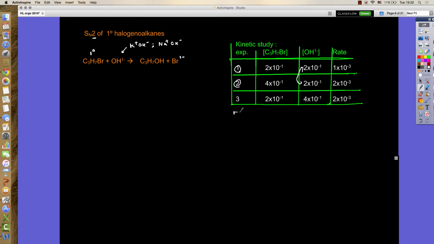So this is an indication that the rate is equal to a constant k times haloalkane to the power 1, first order. Now if we inspect experiment number 1 and experiment number 3, you see as haloalkane is held constant, the hydroxide is doubled and the rate doubles. This also says hydroxide is first order in that rate expression. So bimolecular, the 2 comes from this fact, that in the rate determining step, 2 molecules are involved.